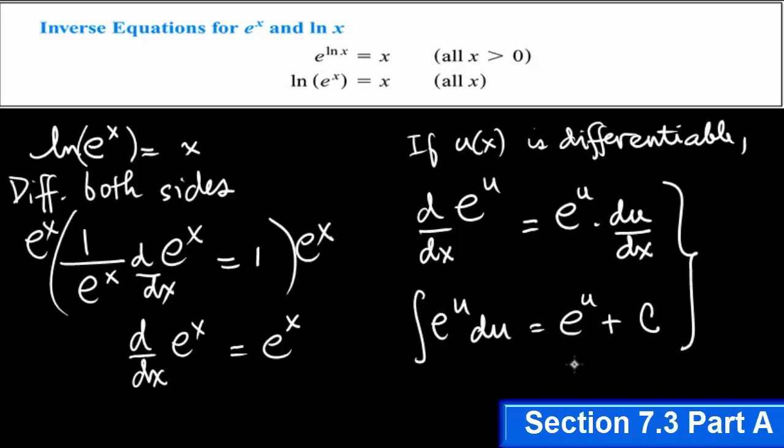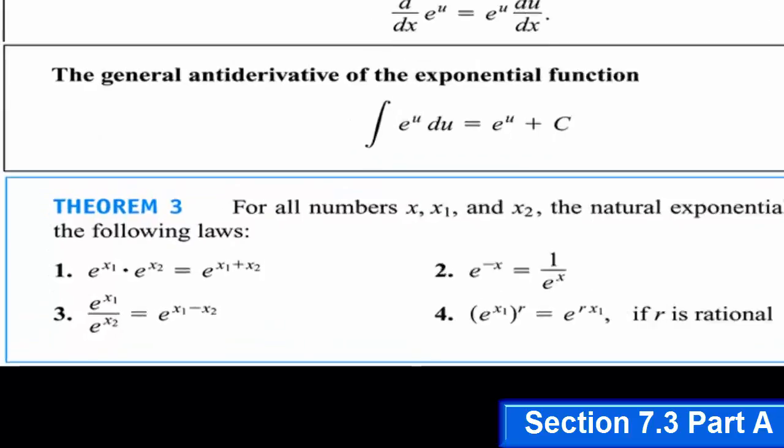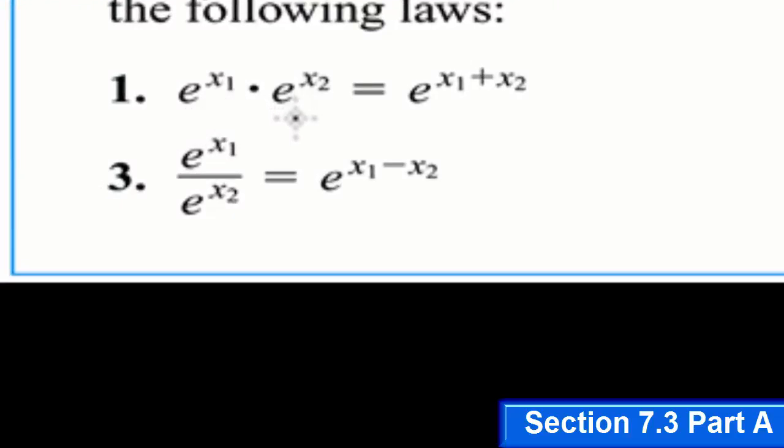So let's go ahead and review a few properties of exponentials. This is just what we derived, and these two things, like I said. Also, if we have e to the x sub 1 multiplied by e to the x sub 2, product of same bases, we add the exponents. Quotient, we take the difference of the exponents.